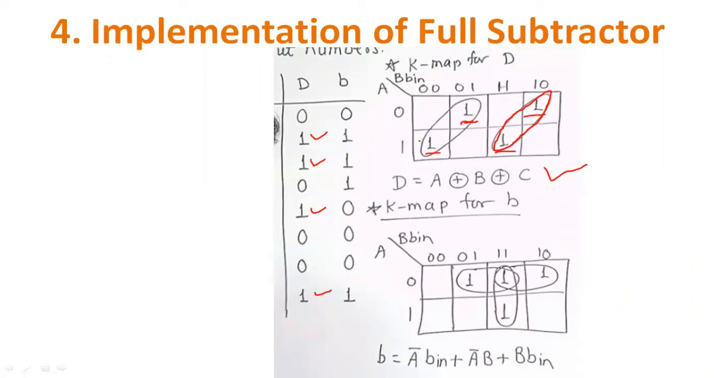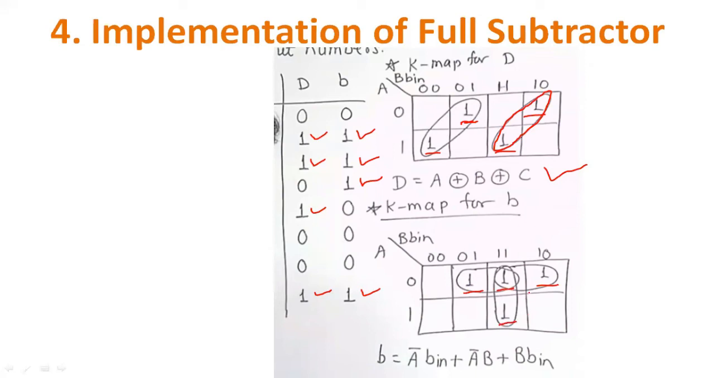Then what about the borrow equation? We will write the ones in the borrow K-map wherever ones are available. For which input combinations is the one available? First combination, second combination, third combination, and seventh combination. So 1, 2, 3, and 7. For these combinations, one is available.